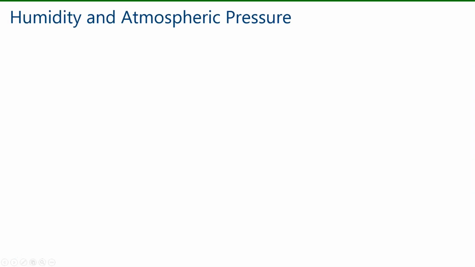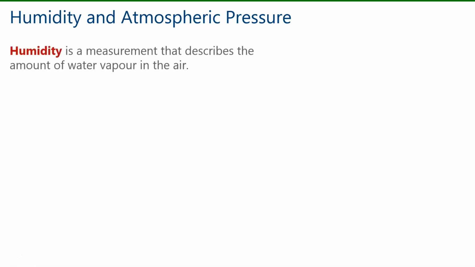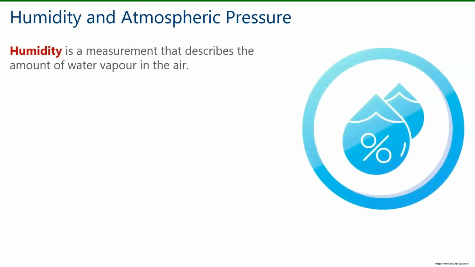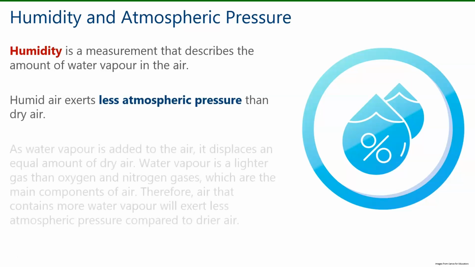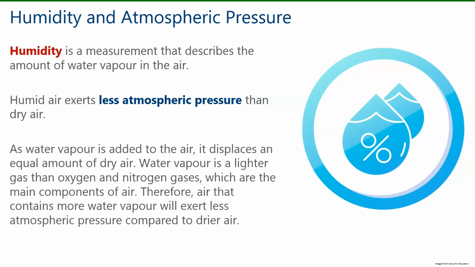Now we'll look at the relationship between humidity and atmospheric pressure. Remember that humidity is a measurement that describes the amount of water vapor in the air. Humid air exerts less atmospheric pressure than dry air. As water vapor is added to the air, it displaces an equal amount of dry air. Water vapor is a lighter gas than oxygen and nitrogen gases, which are the main components of air. Therefore, air that contains more water vapor will exert less atmospheric pressure compared to drier air.